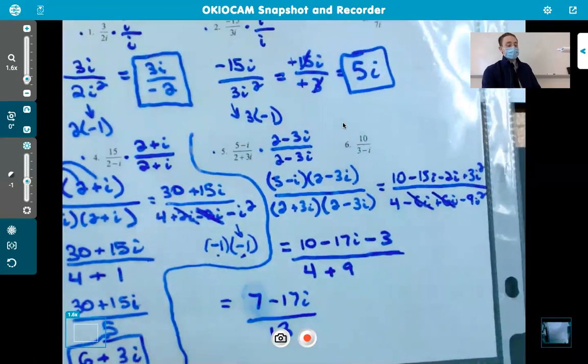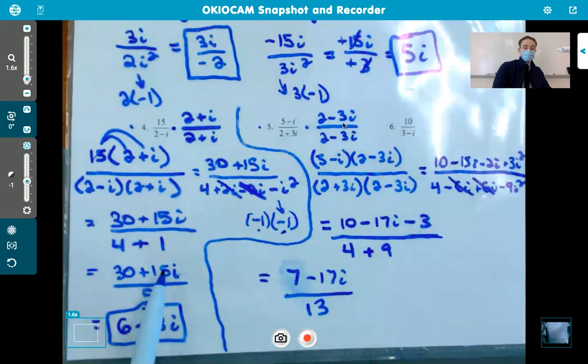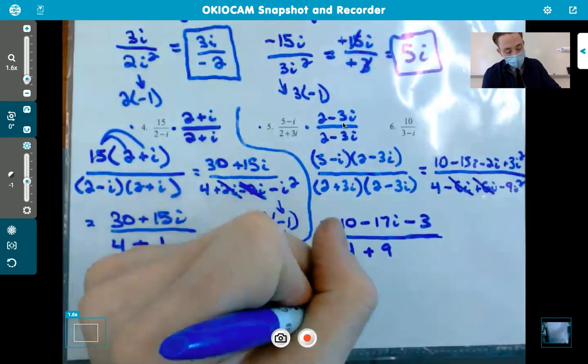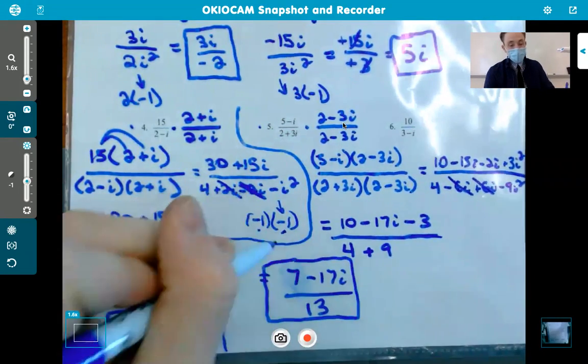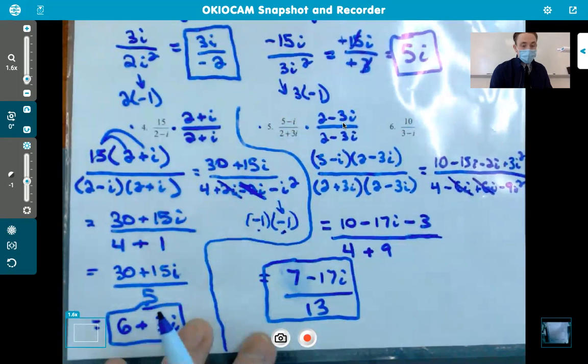And the last thing I want to do is check to see if I can simplify that further, similar to what we did over here, the 30 plus 15i over 5. I knew that my denominator went into each of those evenly. Not the case here. So this is my final answer. Okay. Any questions about that example there?